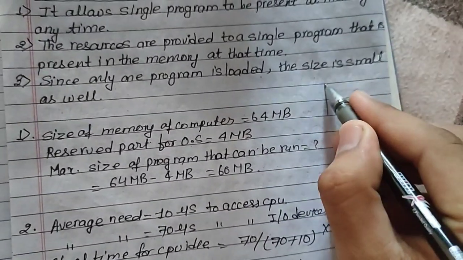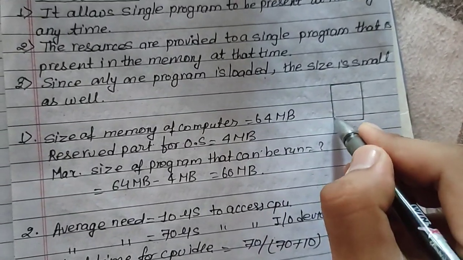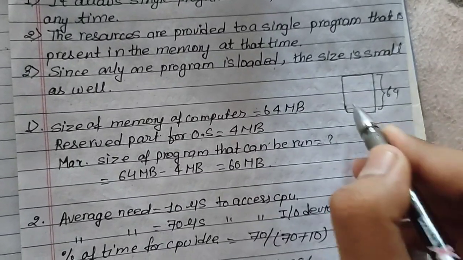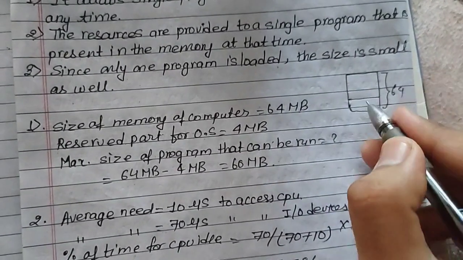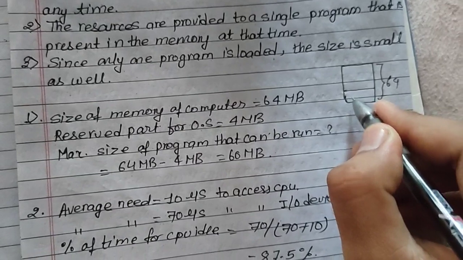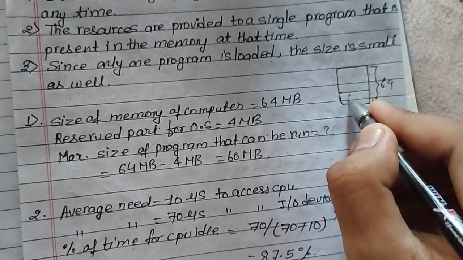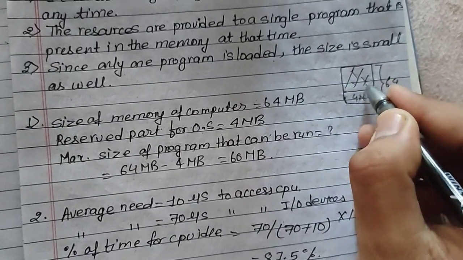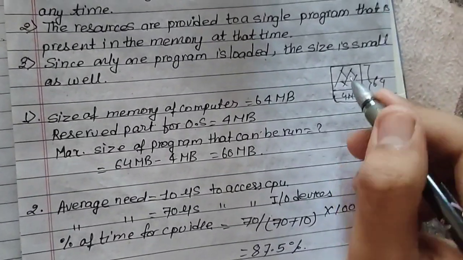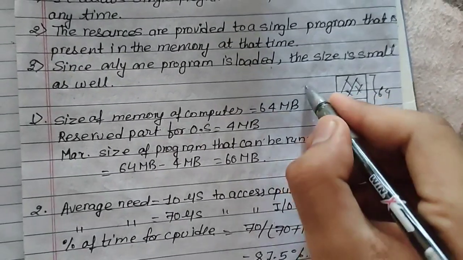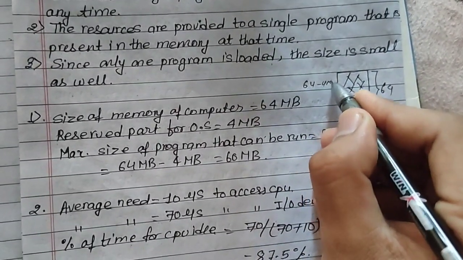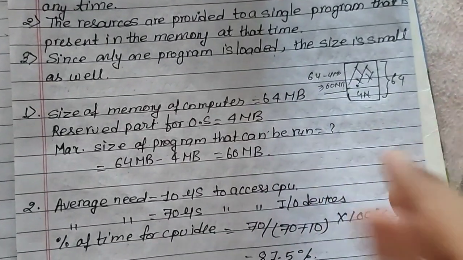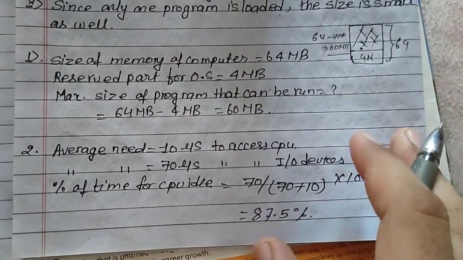Let us elaborate this by using a figure. The total size of memory is how much? 64 MB, and this portion is allocated for the operating system, that is 4 MB. What is the remaining for the program? The maximum size of program is 64 minus 4 MB, which is equal to 60 MB. So 60 MB is the maximum size of program that can be run.